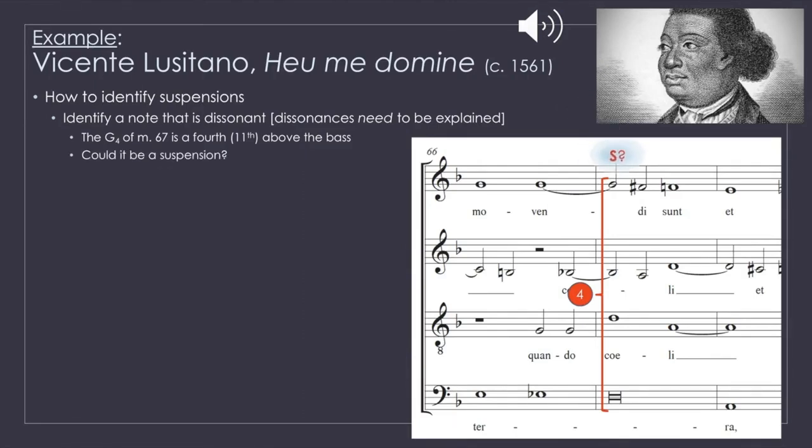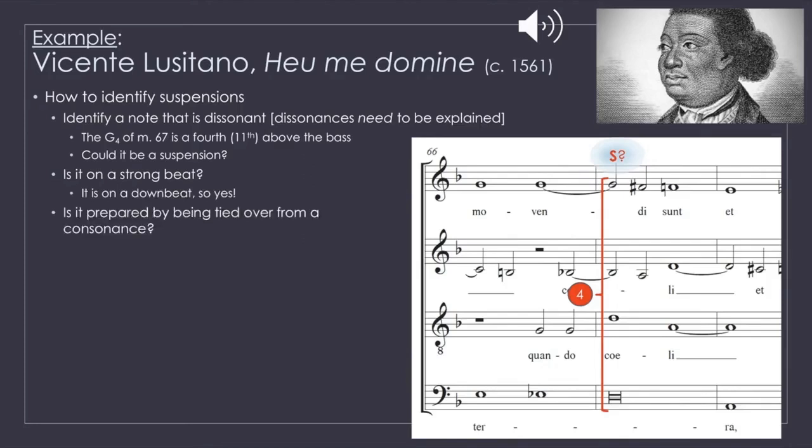So you can ask, could that be a suspension? First question asked might be, is it on a strong beat? Yeah, it's on the downbeat of the bar. You can see the bar line right behind it, so yes. Is it prepared by being tied over from the consonance? Yes, because that G that prepares it in the previous bar is a 3rd or 10th against the E flat in the bass.